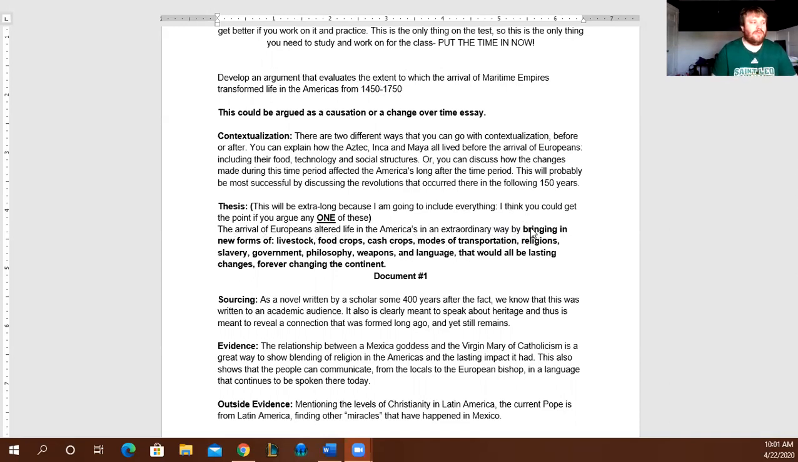think of here. Bringing in new forms of livestock, food crops, cash crops, modes of transportation, religions, slavery, government, philosophy, weapons, and language that would all be lasting changes, forever changing the continent, right? So basically including all of these things and then saying, hey, here's the lasting changes part that would forever change the continent, right? So saying that these all are a gigantic change and to a massive extent altered life in the Americas.